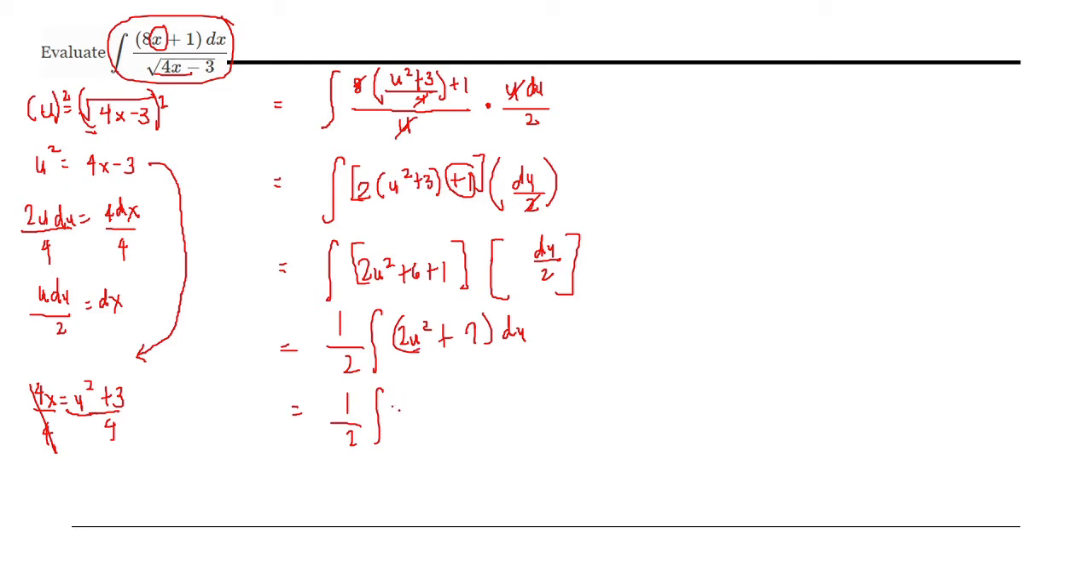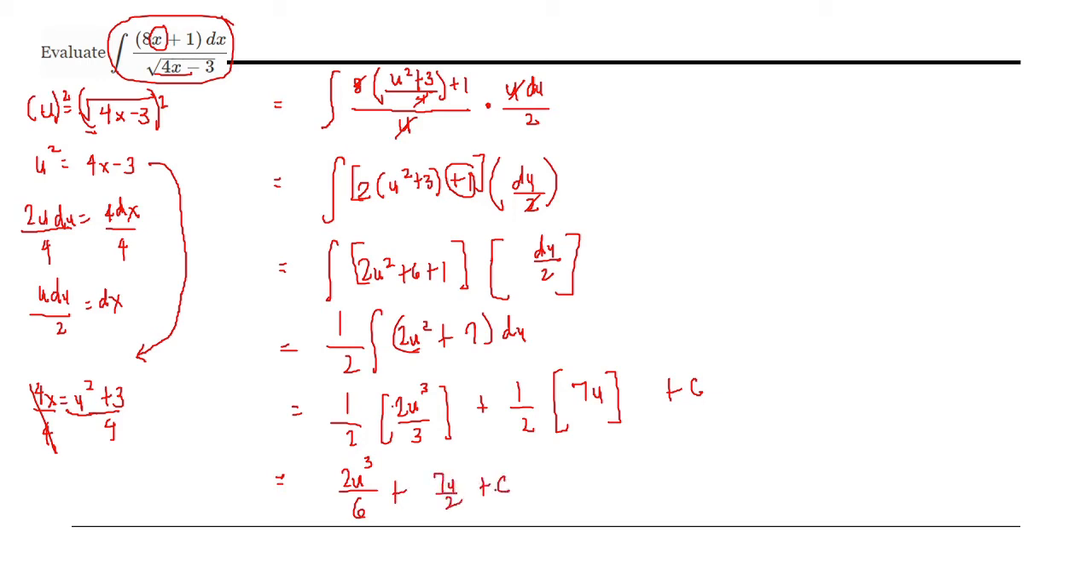2u squared over 2, that's u cubed over 3 rather. So 2, plus 1/2 of 7u. Do not forget plus c. So to simplify, that's 2u cubed over 6 plus 7u over 2 plus c.